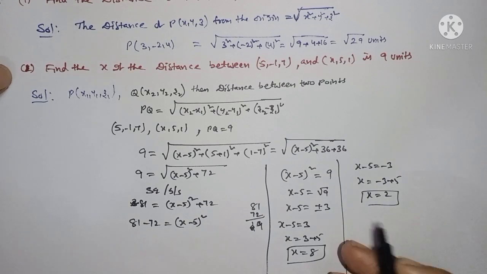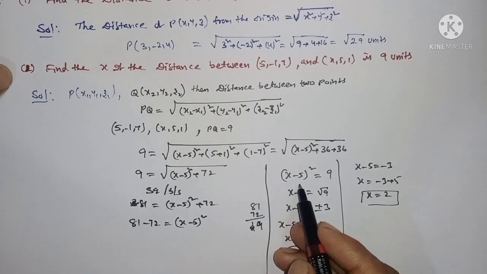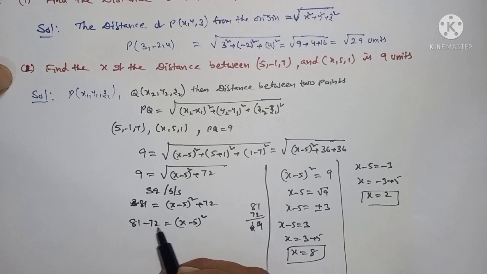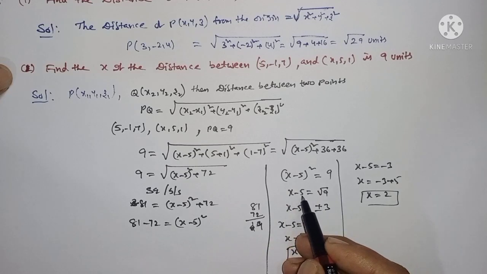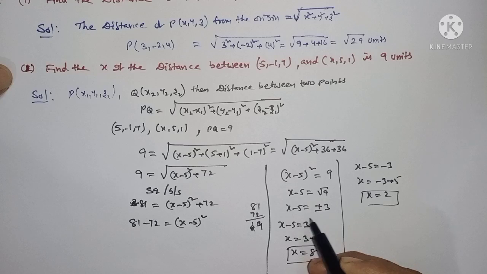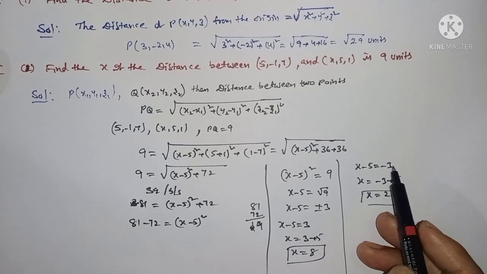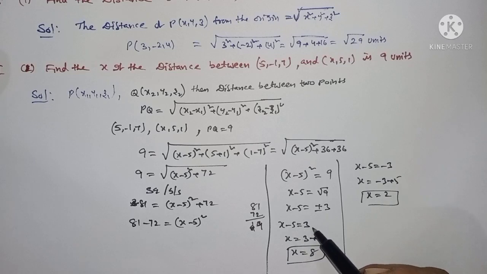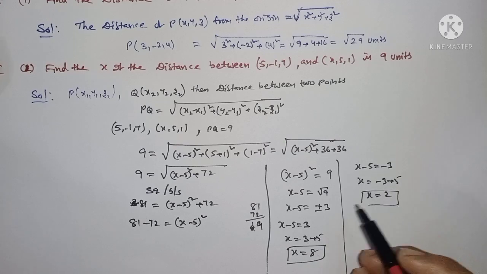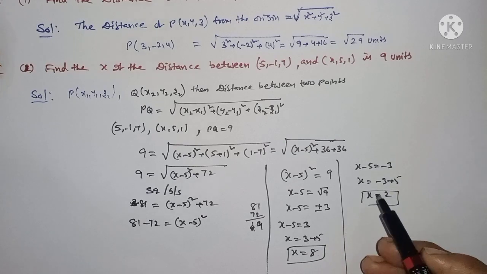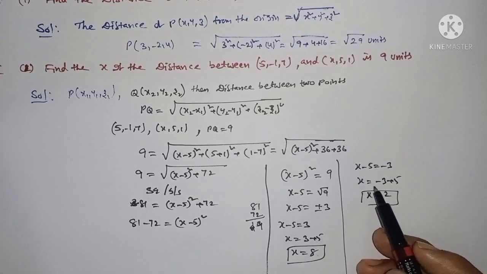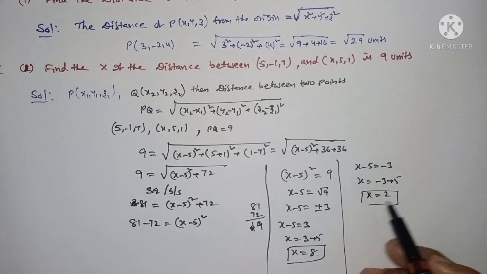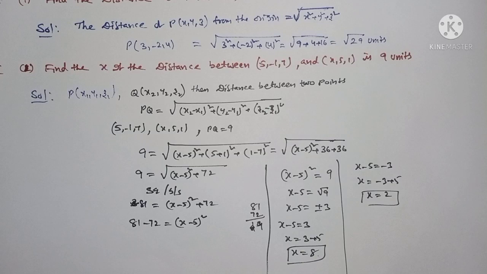Once again, listen. Here I am writing (x minus 5) whole square is 81 minus 72, which is nothing but 9. Therefore x minus 5 is equal to root 9, which is plus or minus 3. I am taking plus 3 first and minus 3 second. Therefore you can bring this side, minus 5 is nothing but plus 5, x is equal to 8. On the other side, x is equal to minus 3 plus 5, simplify again. This is the x value you can find.